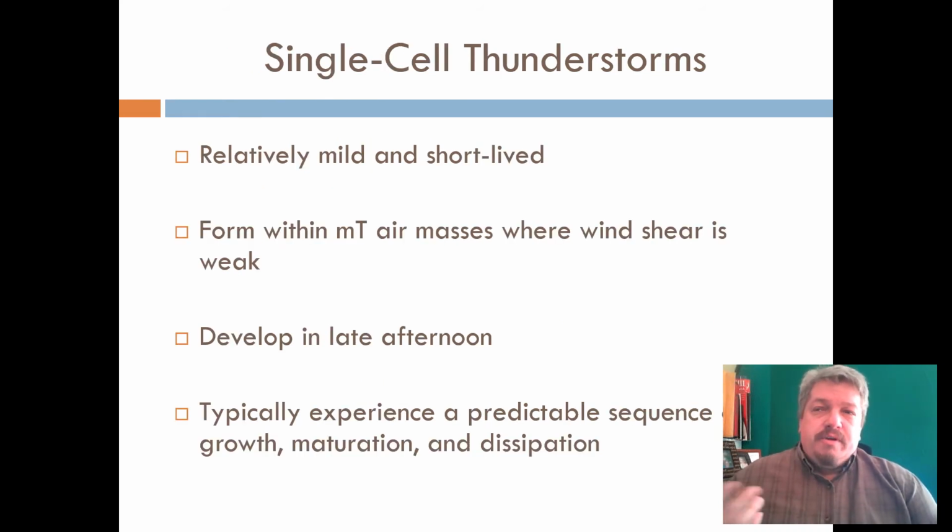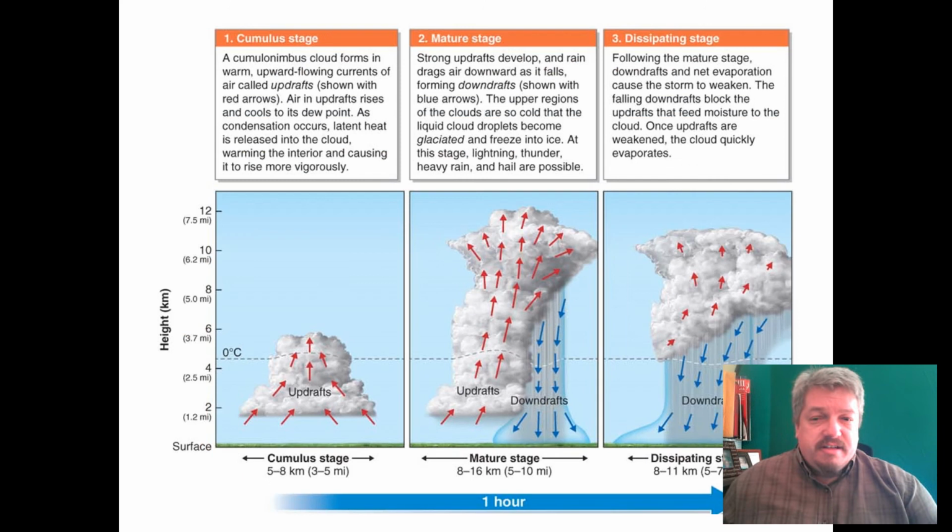So let's start with the first one, single cells. Again, these are the very brief ones. Usually you have very little wind shear and they develop in the afternoon, and it happens within the space of an hour. Pretty predictable pattern. Here's what happens. It's in the summer. You have a warm, hot day.